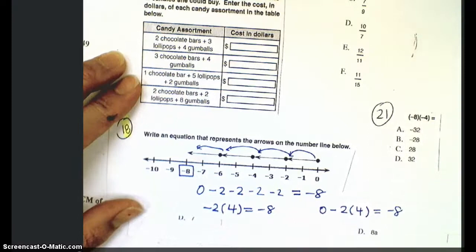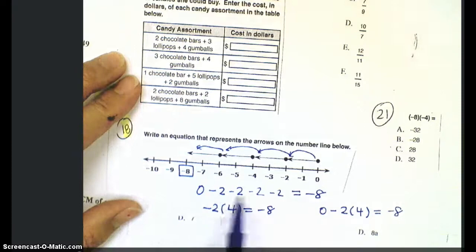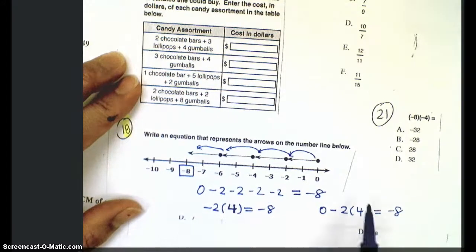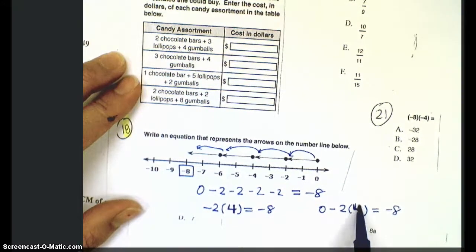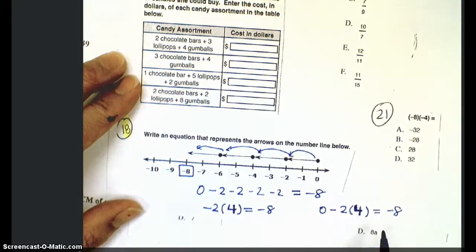So that's what these arrows represent: when I go to the left, I'm subtracting, and hence the reason why I have these negatives. And because I'm repeatedly going down by negative 2, that's why I'm multiplying by 4, because in multiplication, we know that when we repeatedly do something, we can just use multiplication to represent that.